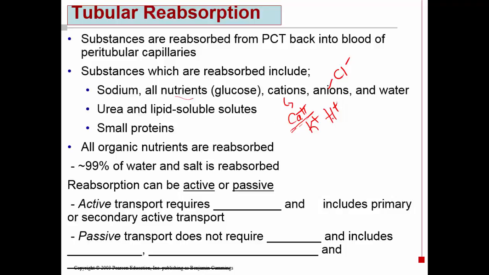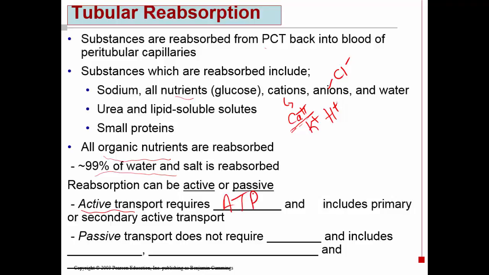Potassium, hydrogen ions are also necessary. So pretty much all organic nutrients are reabsorbed. In fact, 99% of the substances that were filtered out into the Bowman's capsule are reabsorbed back into the blood at the location of the PCT. Now, reabsorption can be active and passive. However, most substances require active transport. And remember that active transport requires ATP.